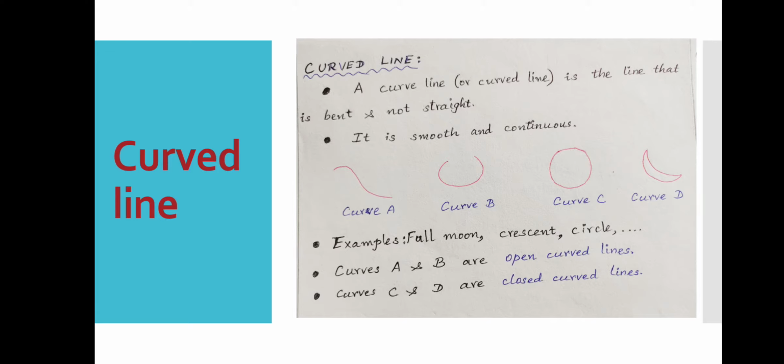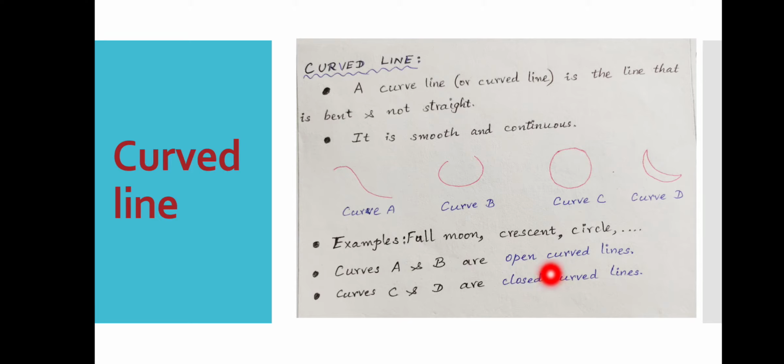Second type, curved line. A curved line is the line that is bent and not straight. See, it is smooth and continuous. We are given 4 curves. Curves A and B are open curved lines because their starting and ending points are different. But curves C and D are closed curved lines because the starting and ending points of curve C and curve D are same.